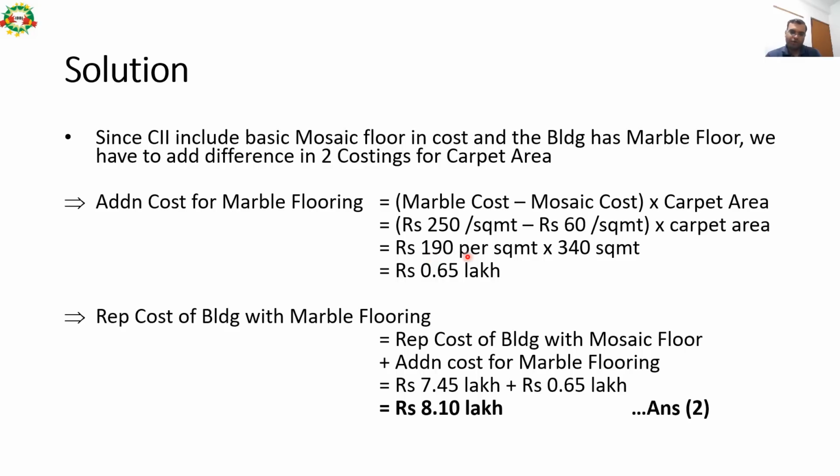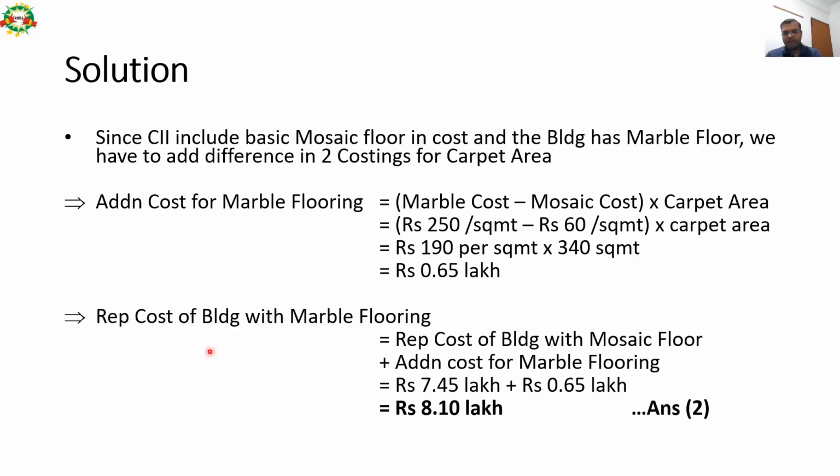Since we put marble flooring only on the carpet area, and not throughout the built up area, we use the carpet area given in the question, which is 340 square meter. We multiply this incremental cost with the carpet area, which gives us the additional cost of doing marble flooring in the building, equal to 65,000 rupees.